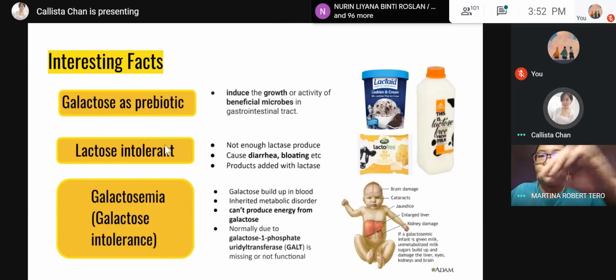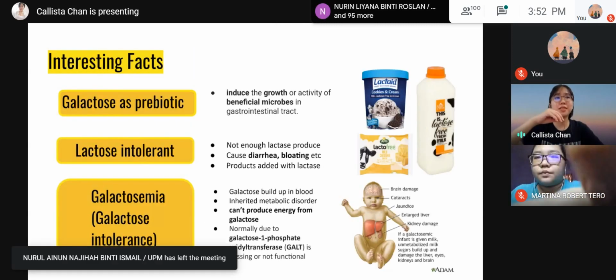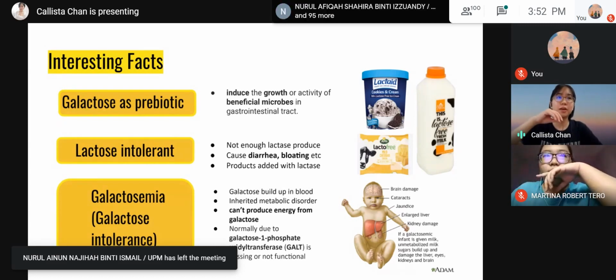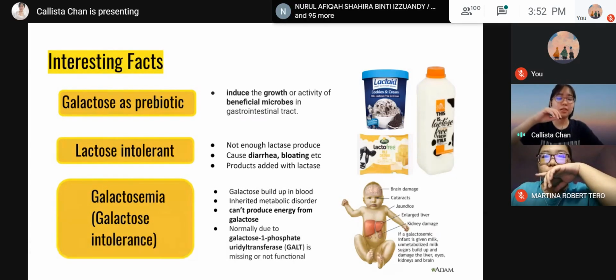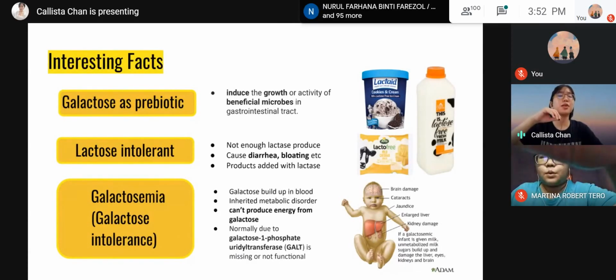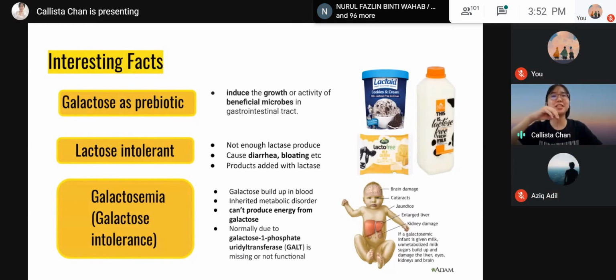Alright, so hi guys. I'll be presenting on some interesting facts about galactose. So first of all, galactose as a prebiotic. I'm sure you guys have heard about probiotics, but do you know what a prebiotic is? Prebiotic actually means it can induce the growth or activity of beneficial microbes in the gastrointestinal tract. Probiotic is the addition of microorganisms like beneficial microbes to your intestinal tract, but prebiotic induces growth.